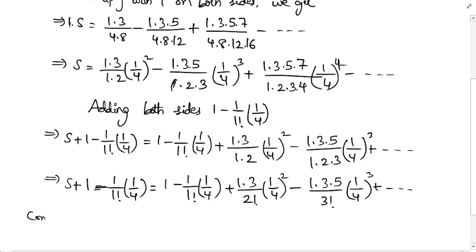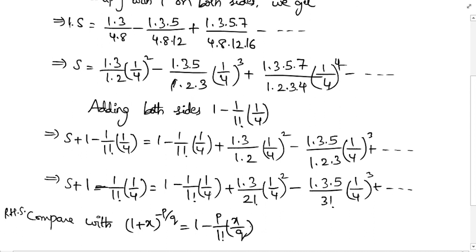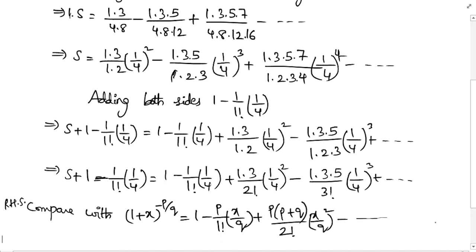So now what we'll do is compare the RHS with (1 plus x) whole power minus p by q, which is equal to 1 minus p by 1 factorial into x by q plus p into (p plus q) divided by 2 factorial into (x by q) whole square minus so on. Okay, so do you remember this formula?